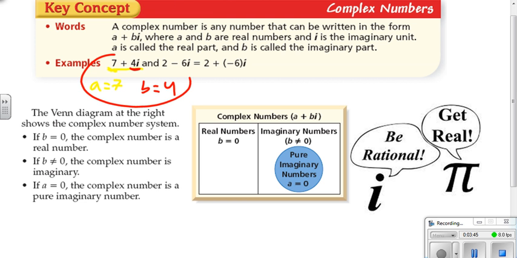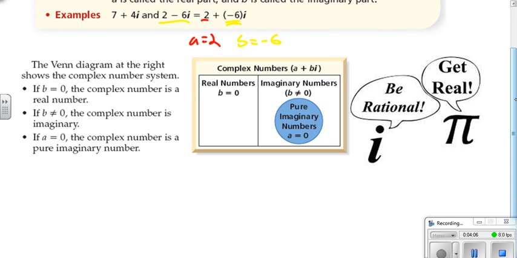Oops, I want to erase that. There we go. Other examples would be like 2 minus 6i, which is the same as saying 2 plus -6i. So in this case, our a is 2, and our b equals -6.